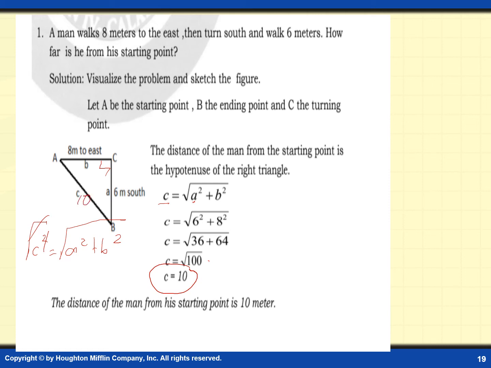If you notice, 8, 6, 10. 10 should be the biggest because it is the longest side of the right triangle. So, when we check, 8 squared plus 6 squared, is it equal to 10 squared? 64 plus 36, is it equal to 100? Yes, they are equal. This is what you will do for your last one. It is also Pythagorean theorem, a real life situation.